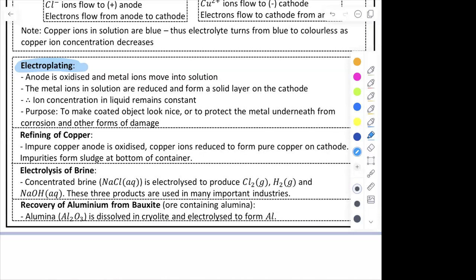Then you've also got the last 2: electrolysis of brine, where concentrated brine, NaCl, is electrolyzed to produce chlorine and hydrogen gas, as well as sodium hydroxide. These 3 products are used in many important industries, right? And then we finally got the recovery of aluminium from bauxite, or ore containing alumina. Alumina, which is aluminium oxide, is dissolved in cryolite and electrolyzed to form aluminium.